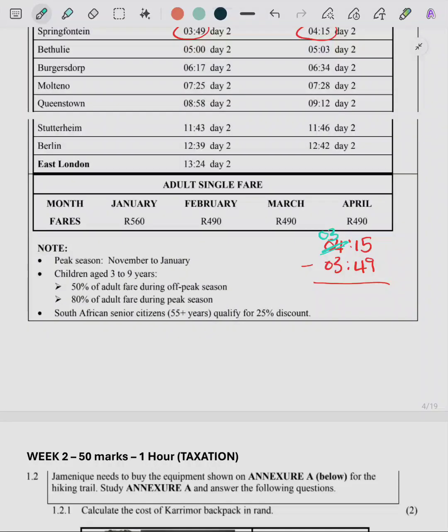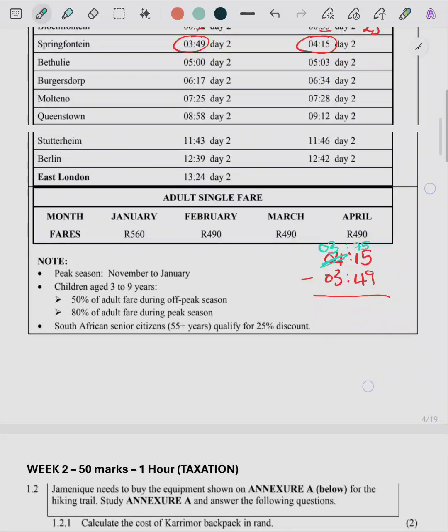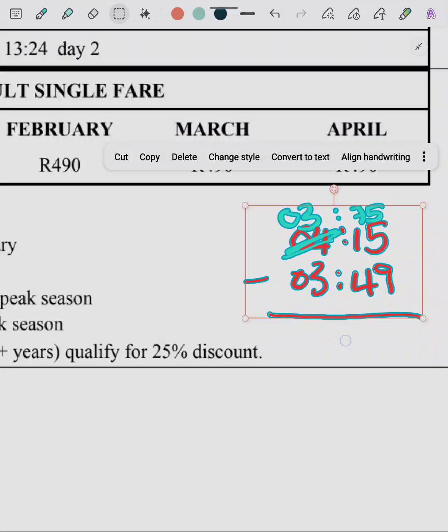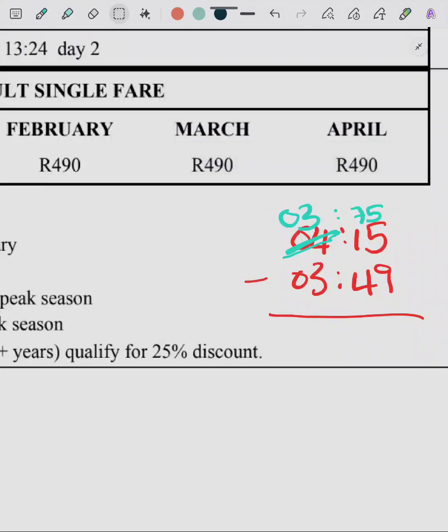So an hour in minutes is 60 minutes. So 60 minutes plus the 15 minutes that I already have there is actually going to be 75 minutes. It's a little bit small there. Let me see if I can move it down. There you go. Okay, so now I've got 3 hours and 75 minutes, which is the same thing as 4 hours and 15 minutes, just written with 1 hour in minutes.